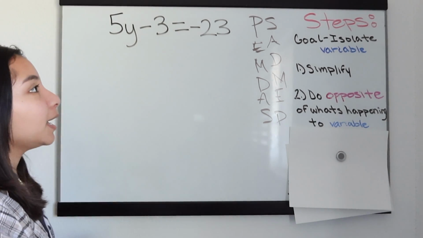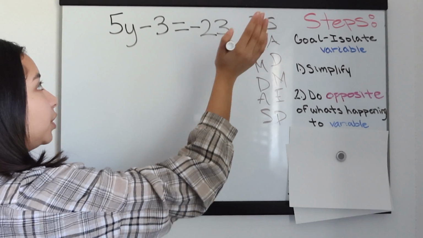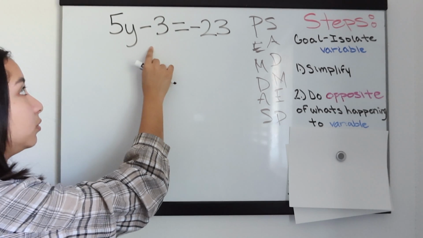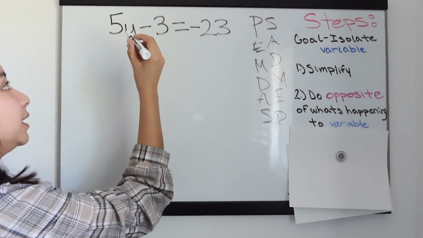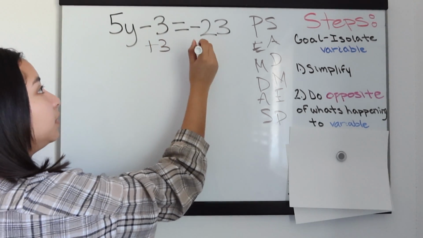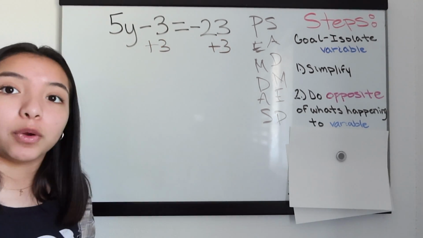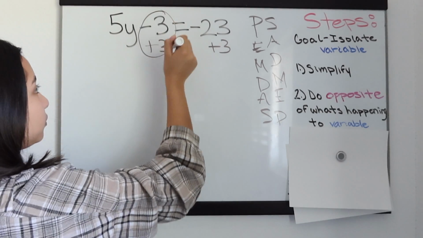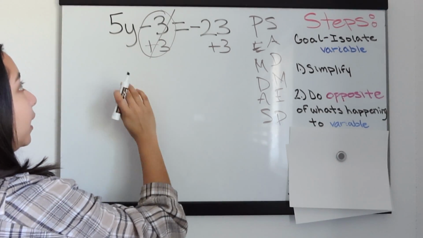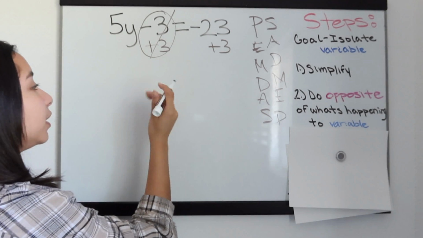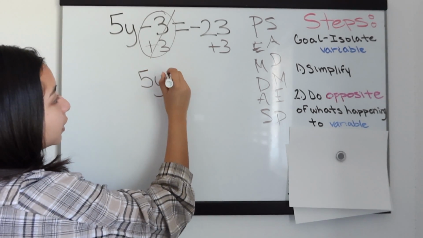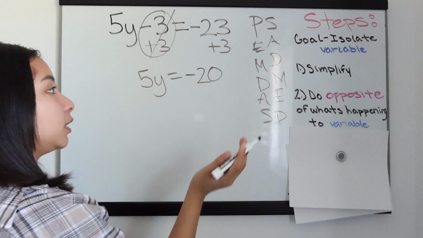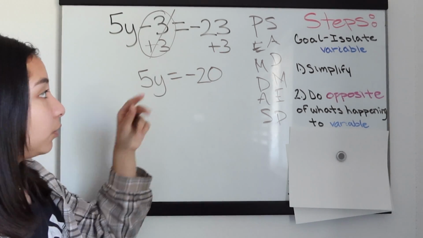So that being said, our first step is subtraction or addition. So we do have subtraction, so we have to do the opposite of subtraction. The opposite of subtraction is addition. So we will add 3 on both sides of the equation. Whatever you do to one side, you have to do to the other. So this cancels out to a 0, and 5y plus 0 is just 5y, is equal to negative 23 plus 3, which is just negative 20. And you could plug that into a calculator and you'll get negative 20.